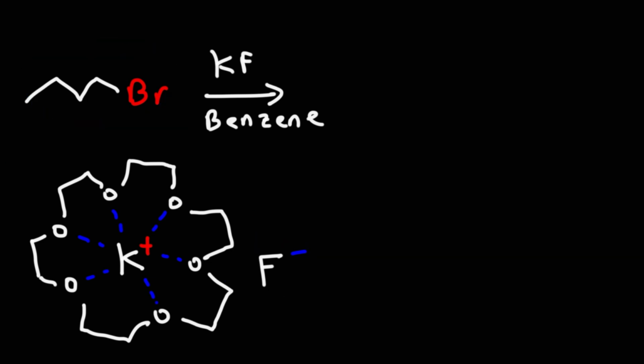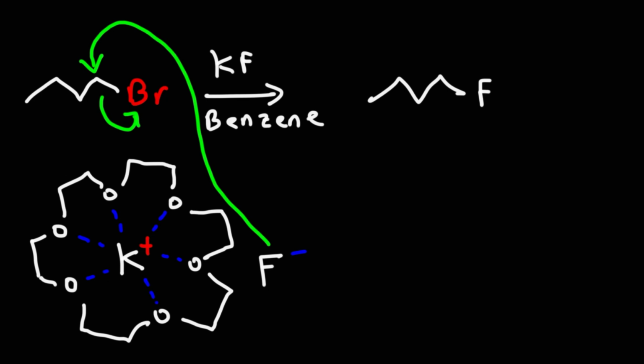So the crown ether in benzene helps to increase the solubility of potassium fluoride in benzene. Now, because the potassium ion is solvated by the crown ether, this nucleophile is free to react. And so fluoride is going to combine with the carbon, expelling the leaving group, giving us 1-fluorobutane.